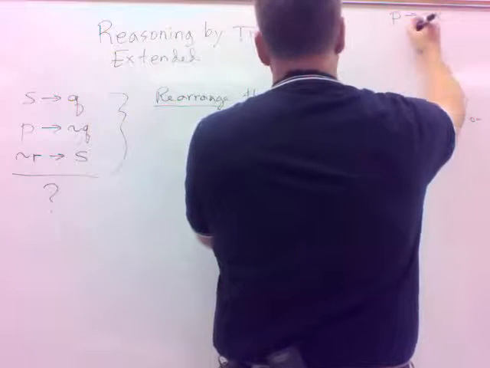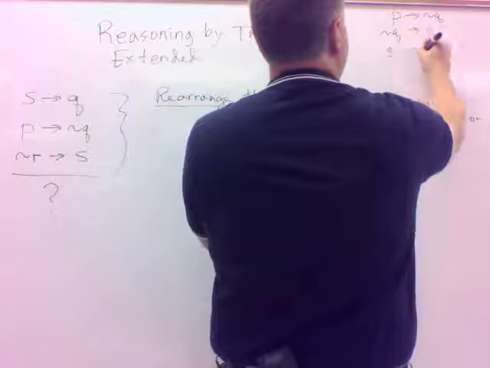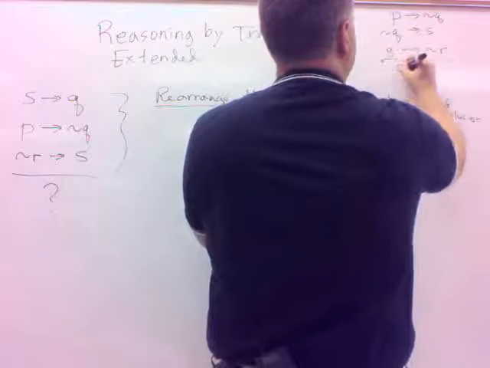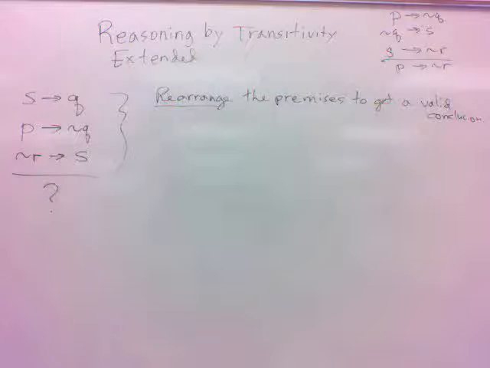All right, so this one's good. P arrow not Q, not Q arrow S, S arrow not R. Okay, and that leaves me P arrow not R. Okay, so that one's a good one, and we get a nice conclusion there.